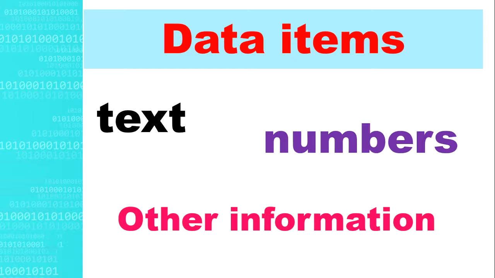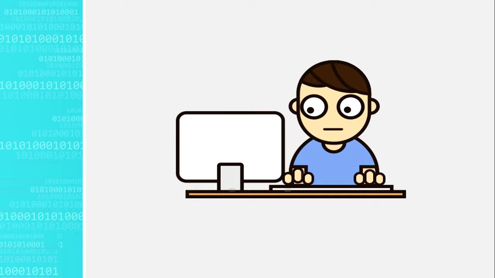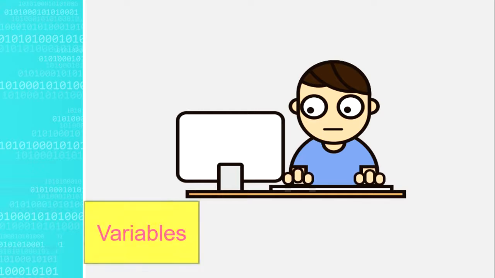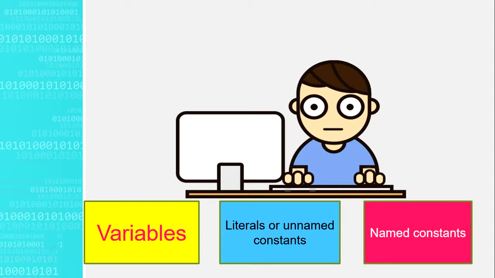Data items include all the text, numbers, and other information that are processed by a computer. When you input data items into a computer, they are stored in variables in memory where they can be processed and converted to information that is output. When you write programs, you work with data in three different forms: variables, literals or unnamed constants, and named constants.